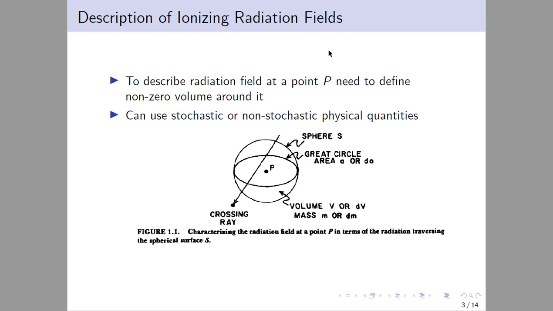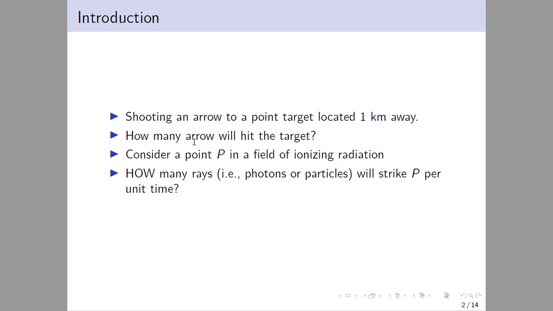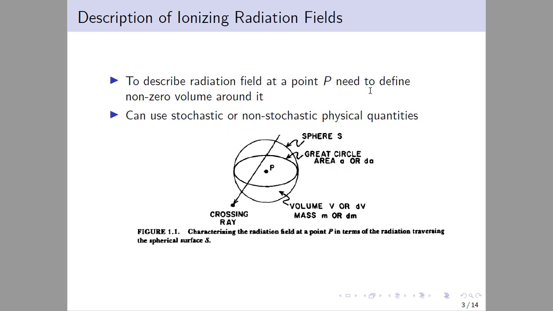To describe the radiation field at the point P, we need to define a non-zero volume around it. Because as we said, how many arrows will hit the target if the point is located 1 kilometer away? So we need to define the non-zero volume around the point. Here we can use stochastic counting or non-stochastic counting, non-stochastic physical sphere quantities.